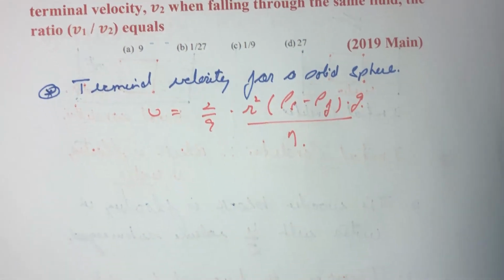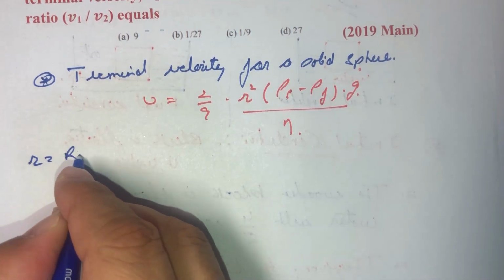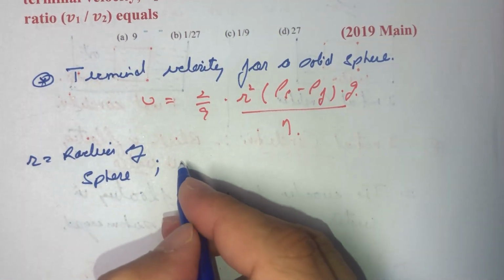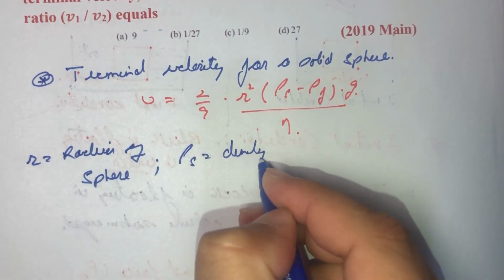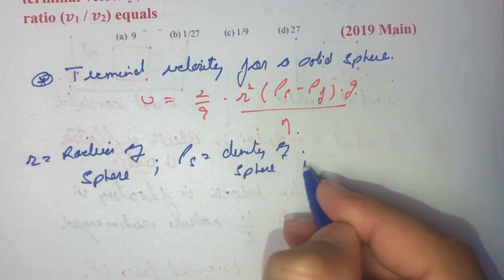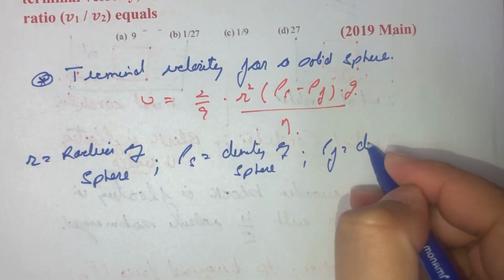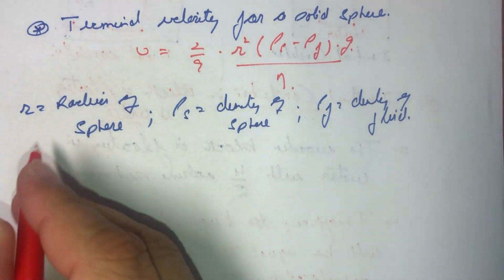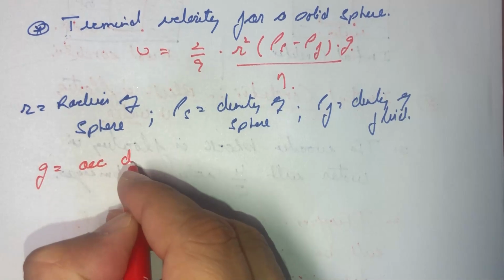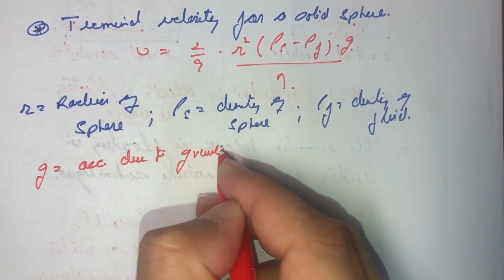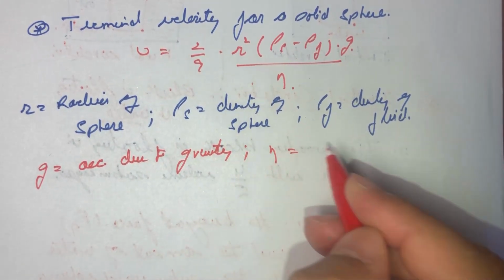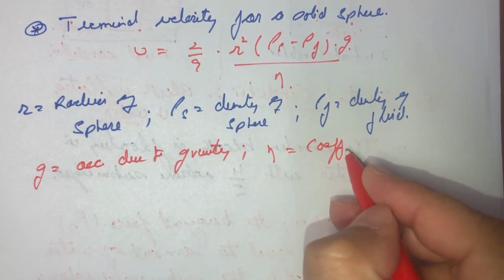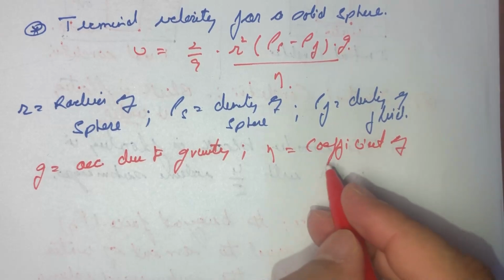where this r is the radius of the sphere, rho s is the density of the sphere, rho f is the density of the fluid, g is the acceleration due to gravity, and this nu is the coefficient of viscosity of the fluid.